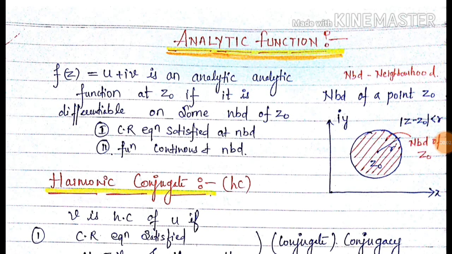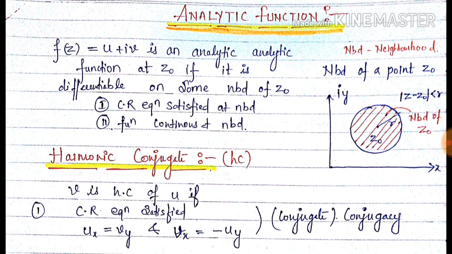Now the analytic function. Briefly, we have to discuss how they are used in questions. f(z) = u + iv is an analytic function at z0 if it is differentiable on some neighborhood of z0. First, the Cauchy-Riemann equations are satisfied in the neighborhood and the function is continuous in the neighborhood.